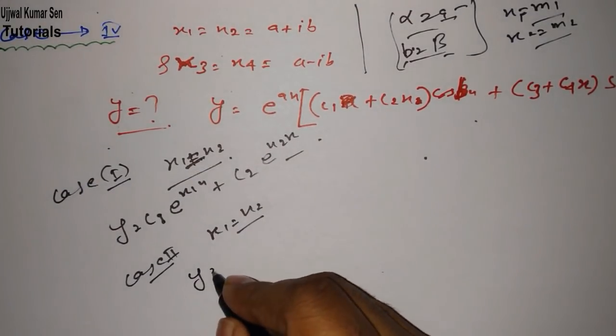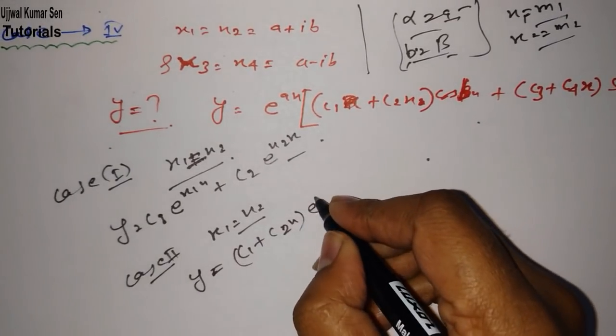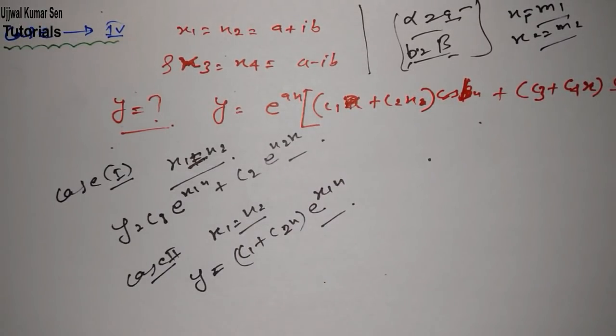So we can write that y is equal to (c1 plus c2x) e to the power x1 x, if x1 is equal to x2. Again, my dear, if you are thinking about this, you can solve any question. It is up to you what you want to solve, right? So this is about x1 equal to x2.